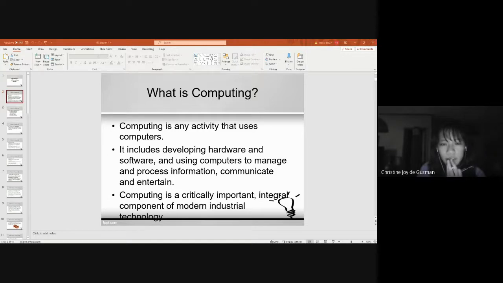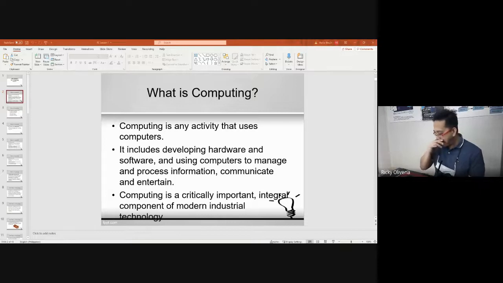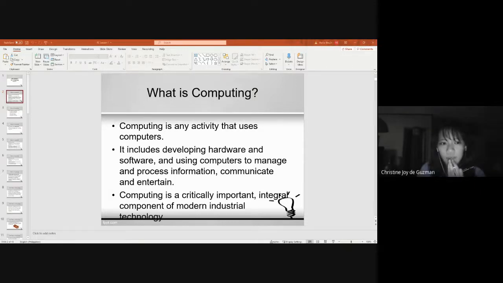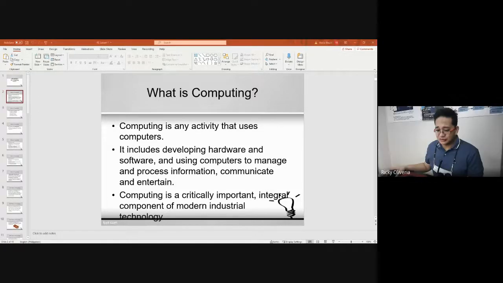With the help of the software, sir. Like the web browser, sir, Skype, and other applications. Okay, so that's correct. As soon as our computer connects with the internet, that is already communicating. So that means, when our computer is connected to the internet, communication is already happening.